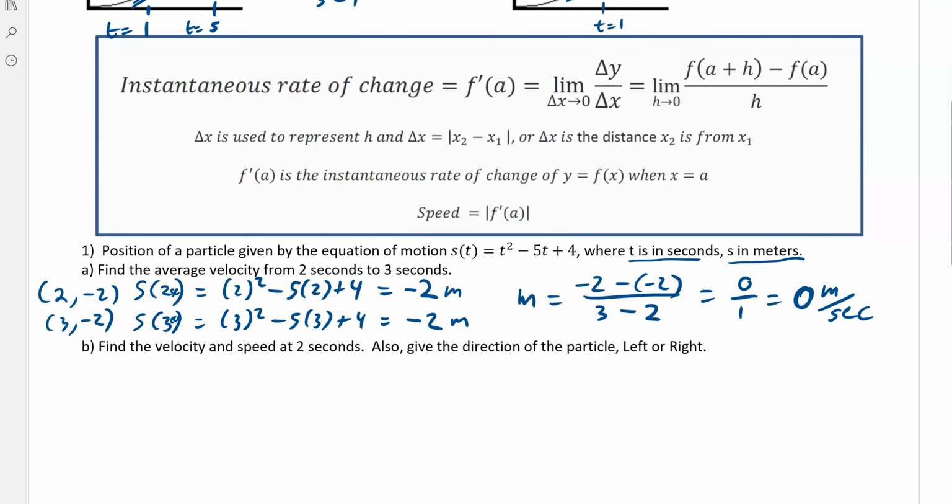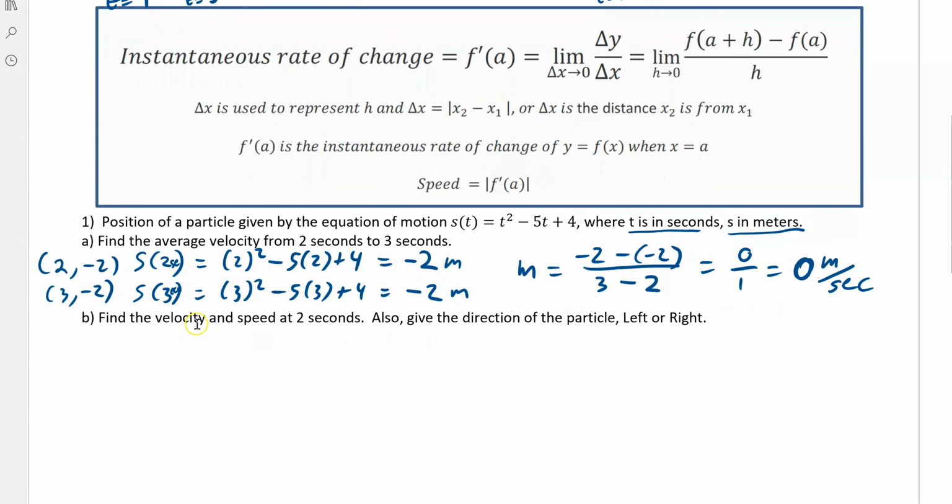So to get a better picture of what's going on, what we do is we find the velocity and the speed. Speed is just the absolute value of our velocity. That's it. So find the velocity at 2 seconds. Instantaneous is your velocity. So the slope of a tangent, that is our velocity. So what we're going to do is find a limit of the difference quotient, right? As h approaches 0 of f of x, in this case s.